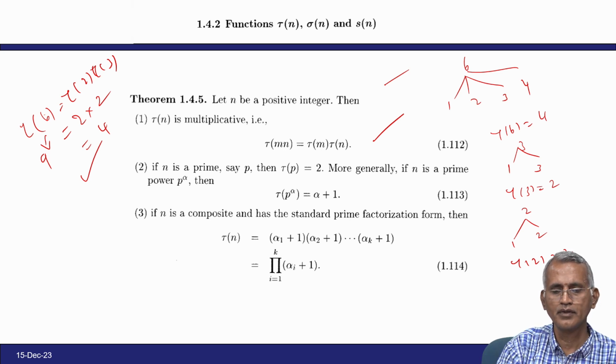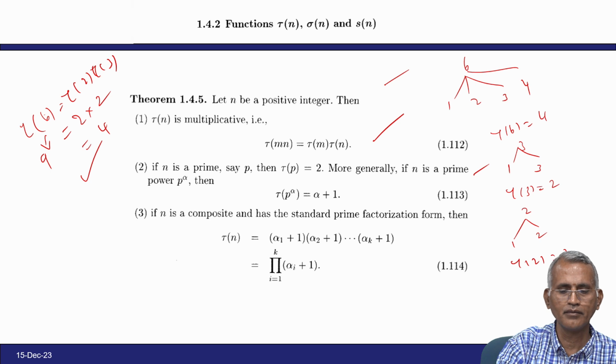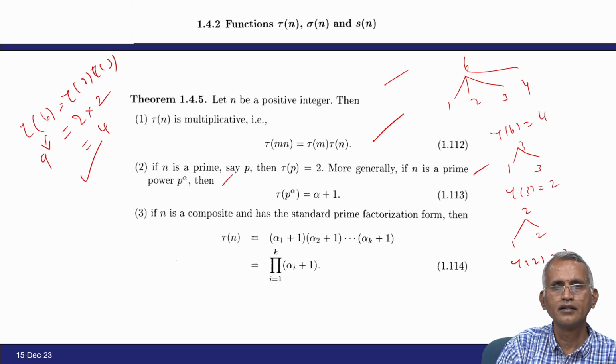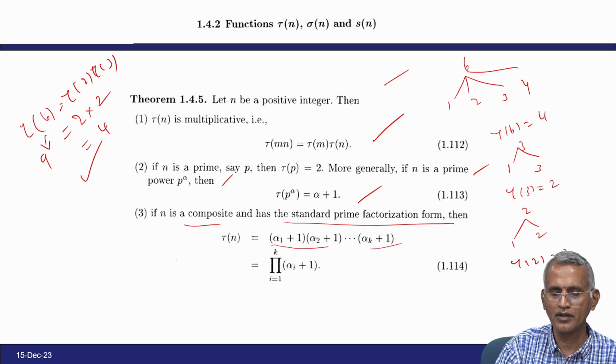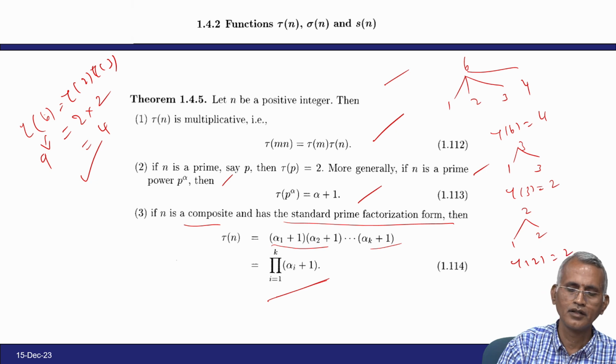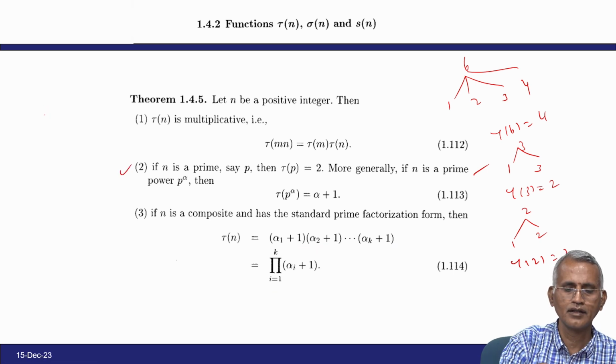If n is a prime, say p, then tau of p equals 2. More generally, if n is a prime power p power alpha, then tau of p power alpha equals alpha plus 1. If n is a composite and has a standard prime factorization form, then tau of n equals alpha 1 plus 1 into alpha 2 plus 1 into alpha k plus 1, which is equal to the product over i equal to 1 to k of alpha i plus 1.